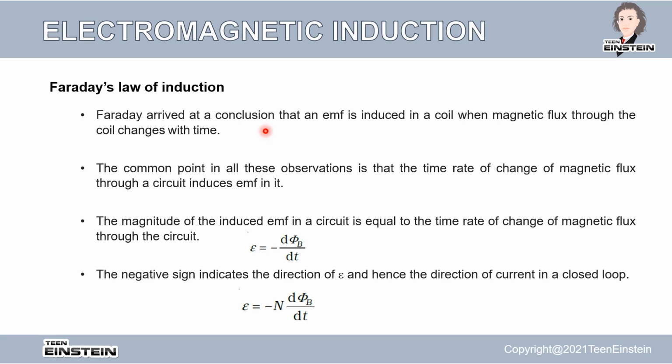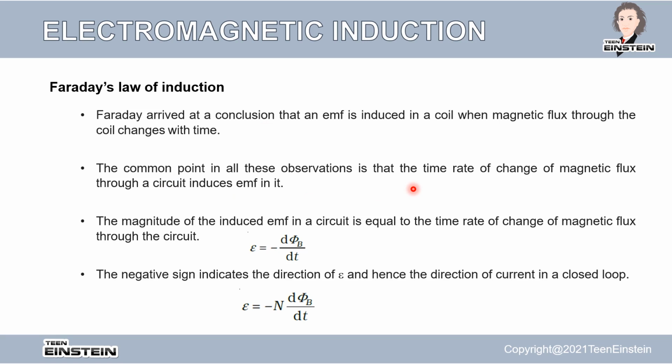So that means it could be that B is changing, or it could be that A is changing, or both are changing, but they are inducing a magnetic field in the coil. So the common point in all these observations is that the time rate of change of magnetic flux through a circuit induces EMF in it.